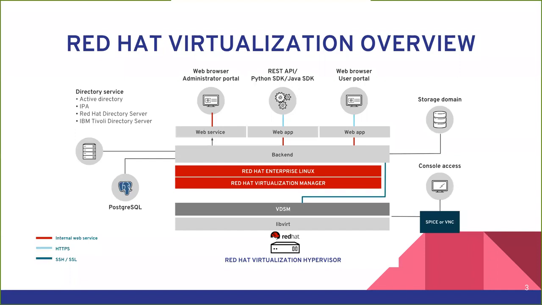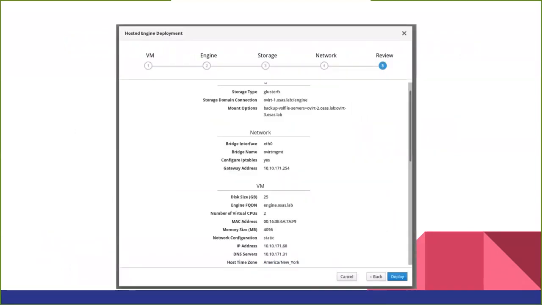The implementation process is very, very easy. You need to download a small ISO, start your server from this ISO, and you get a graphical tool which guides you through the installation process. You just need to answer a few questions, and after clicking the deploy button, the process starts automatically. Okay, so recently I heard that oVirt 4.3 has been released. So let's see how the oVirt UI looks.